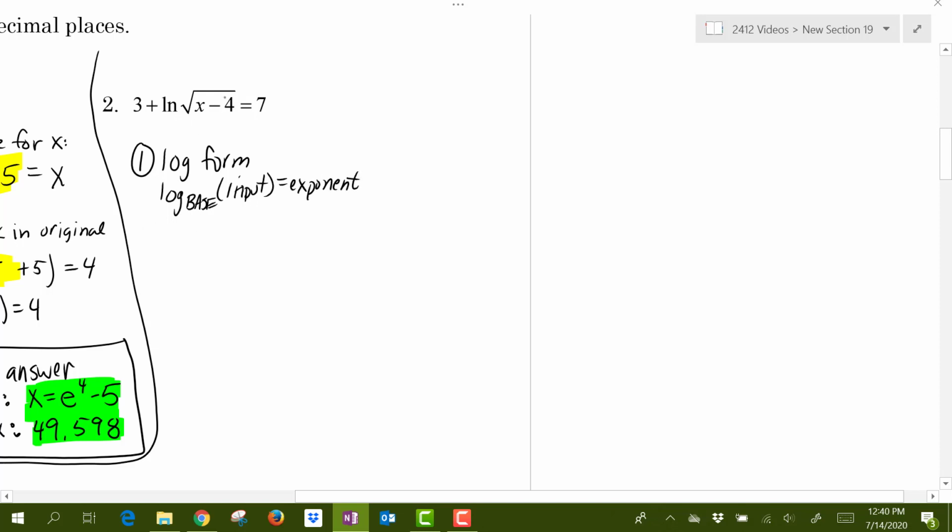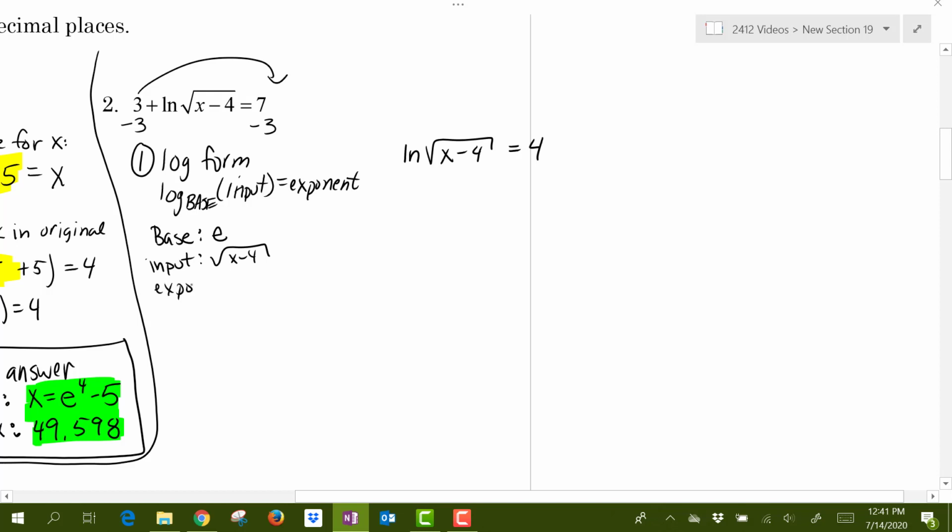Right now we do not have one log by itself on one side. In order to accomplish that, we need to get rid of the 3. So I'm going to subtract the 3 from both sides. So now I have natural log of the square root of x minus 4 is equal to a positive 4. Alright, so now I have one log by itself on one side, nothing in front of it. We can identify that the base of this log is e. The input of this log is the square root of x minus 4, and the exponent is that positive 4 on the other side of the equal sign.